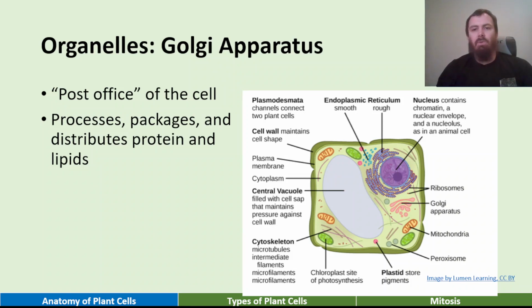It will do this with other stuff as well. It's not just proteins, but it's responsible for taking in stuff, packaging it, and shipping it. It could ship it to somewhere in the cell or outside of the cell, which is unique about it. So it's the distribution center, the USPS of the cell.